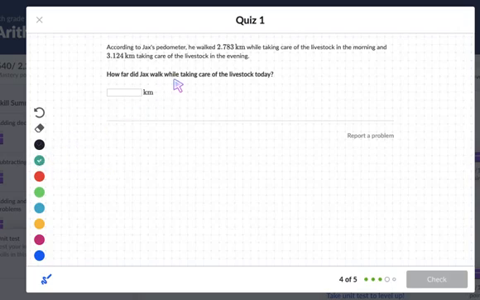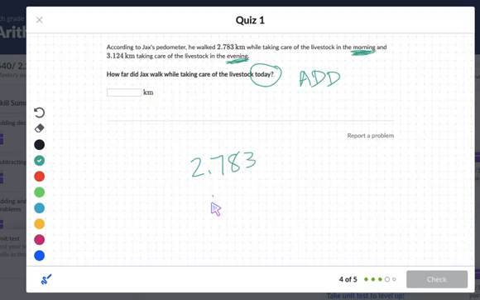All right, so we want to know how far did Jax walk while taking care of the livestock today. So we have the morning time and we have the evening time. So when we talk about today, there's not a key phrase, but we know in the whole day we're including the morning time and the evening time. So it should be an addition problem here. We want to line up our numbers, so make sure the decimal points are lined up. So 3.124. A lot of people sometimes write their decimal places first and then they fill in the numbers. You can always use that method as well if that helps you.